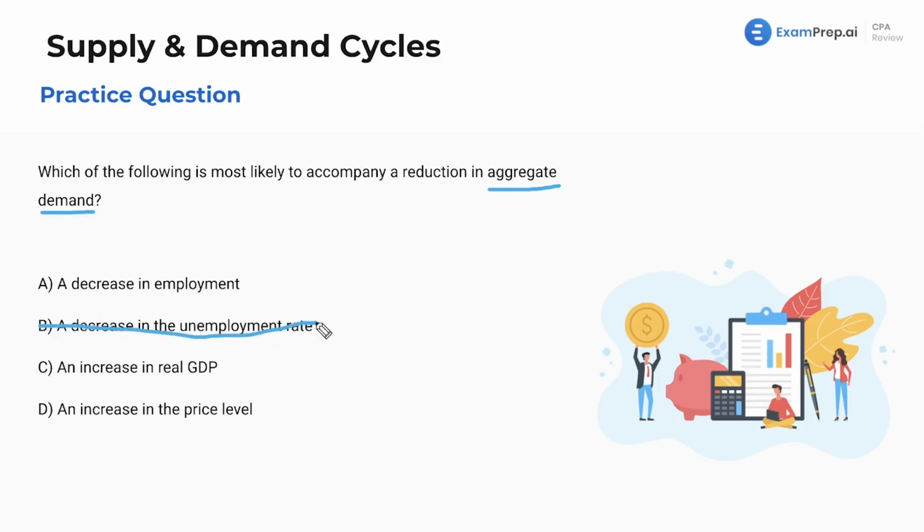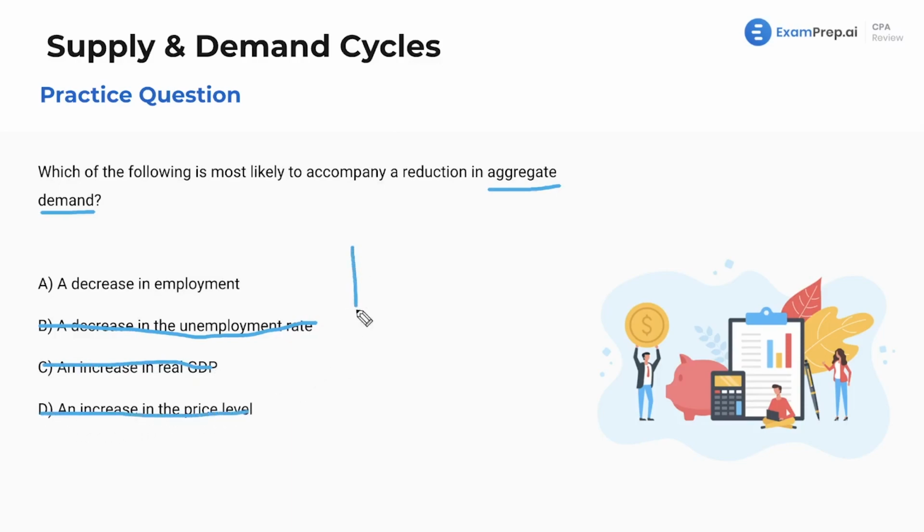An increase in real GDP. Well, you could draw the supply and demand curves to actually prove this, but think about this. An increase in real GDP is a positive factor for an economy, so I am going to cross that off as well. And an increase in the price level, I'm going to cross that off as well.